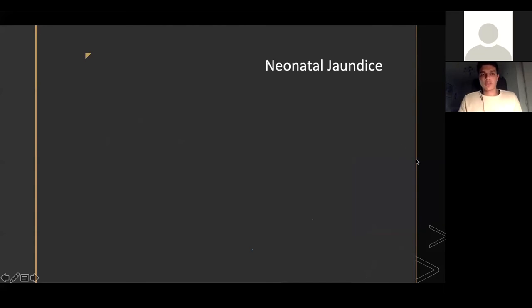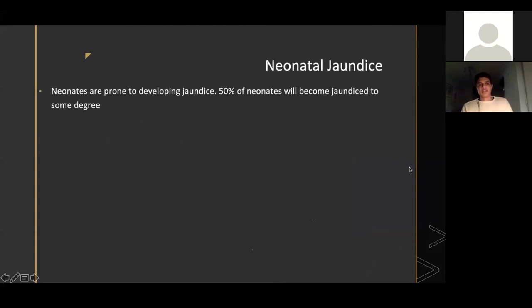Okay, neonatal jaundice, quickly. Neonates are prone to developing jaundice. 50% of neonates will become jaundiced to some degree at some point, which is quite a lot when you think about it, and this can be a cause for concern for a lot of parents.